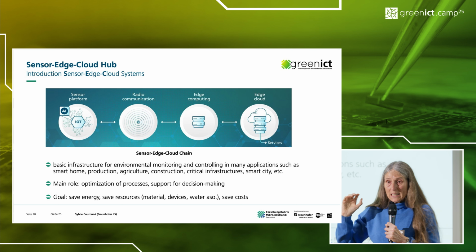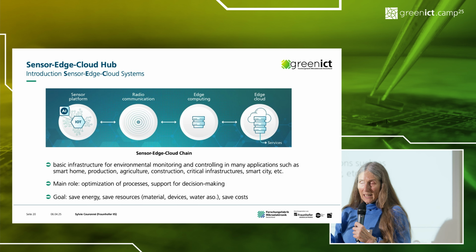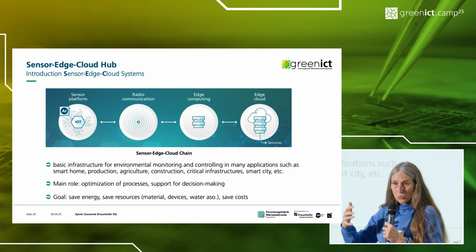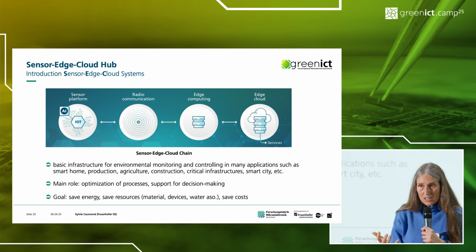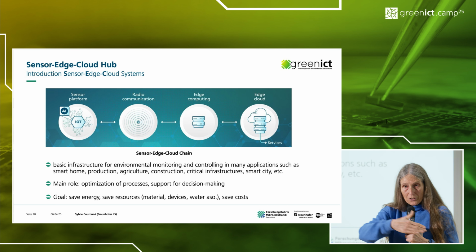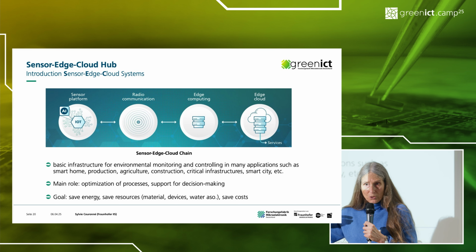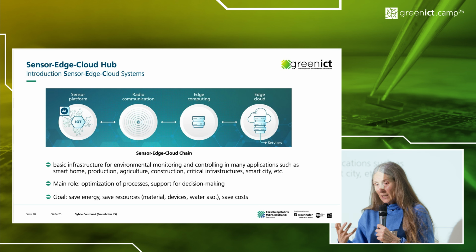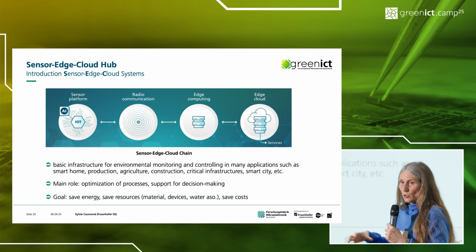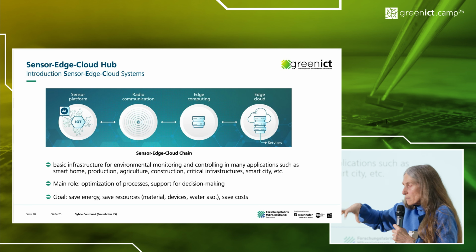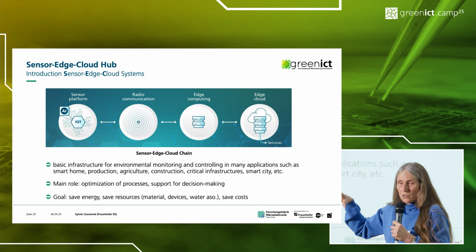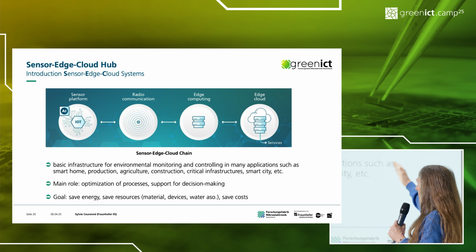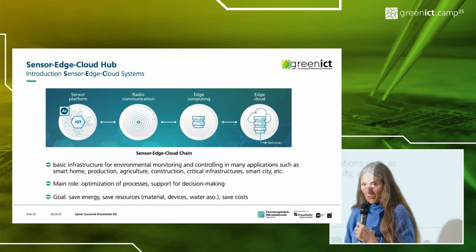The next step is edge computing. Edge computing can be an access point, a gateway, or a base station, depending on the radio communication you have. Then all the gateways are linked to a central station, which can be a server or a cloud. So this is the basic infrastructure.